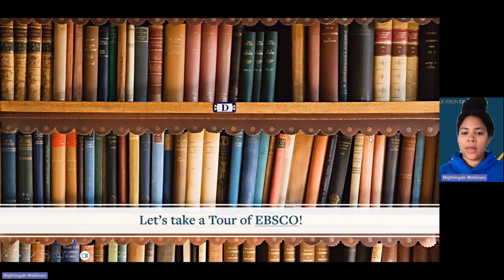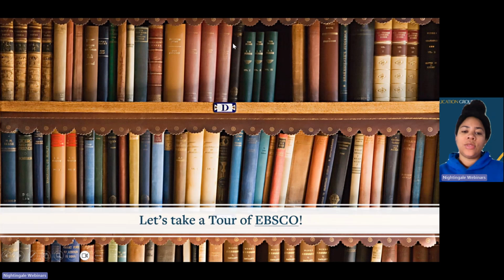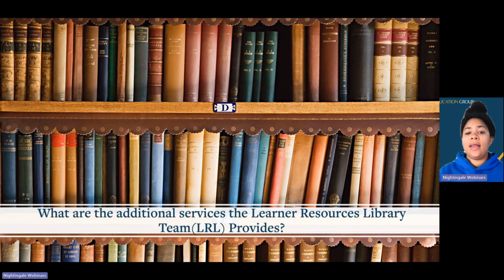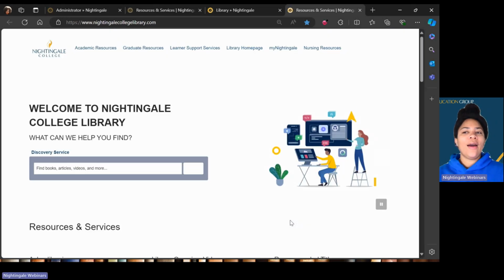All right, so let's take a tour of EBSCO. So again, you're going to access EBSCO from My Nightingale. And then once you click on that button, let's go back just for the purpose of demonstration. You access EBSCO from My Nightingale. Once you are in My Nightingale, you go to library, you would click on the button here, and it's going to take you to the EBSCO landing page. And that looks like this. So here we are on EBSCO. The Nightingale College Library landing page that is made available through EBSCO.